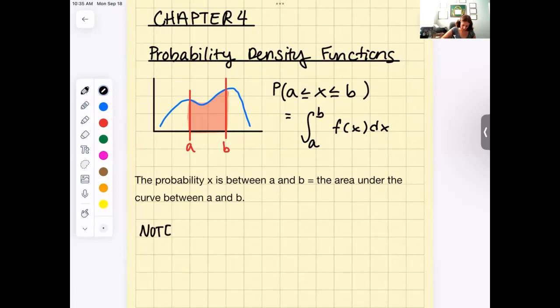And just note that, of course, because we're talking probability, if we were to integrate from negative infinity to positive infinity of our function, then we would get one because all the probabilities add up to one.